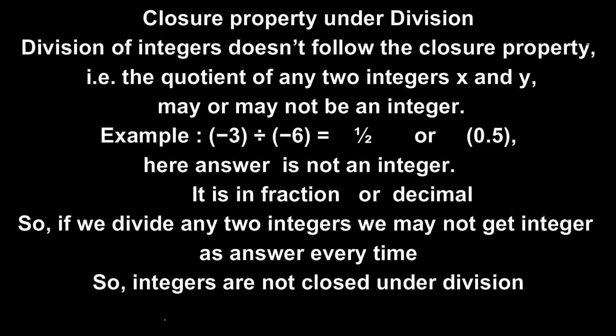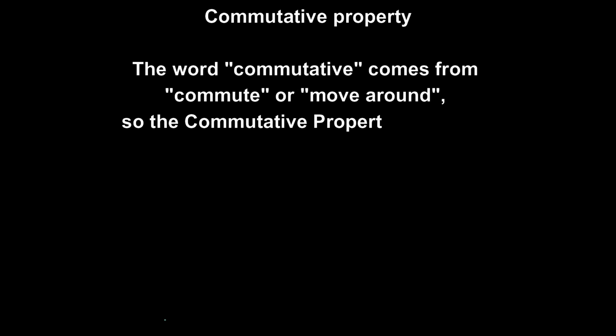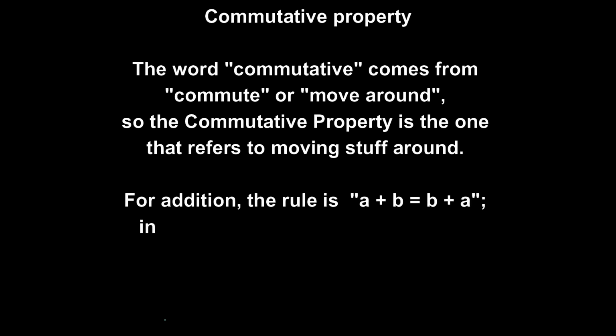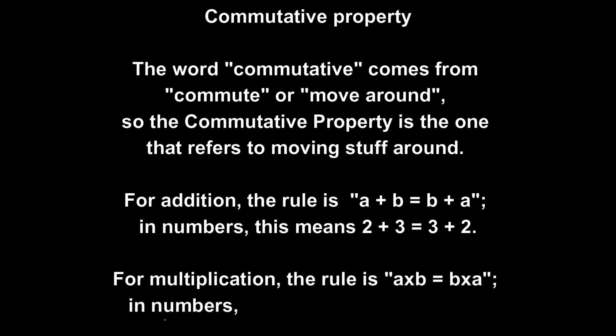Now let's go on to the next property. Our next property is the commutative property. You may be thinking, what is this commutative? What is the meaning of commutative? The word commutative comes from commute, or you can say move around. So the commutative property is one that refers to moving stuff around.